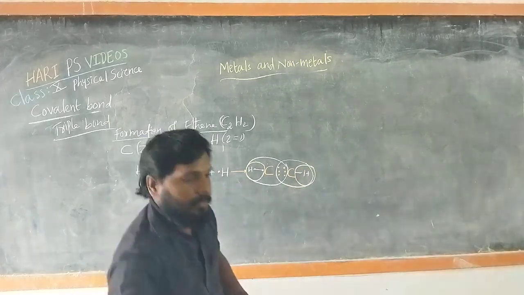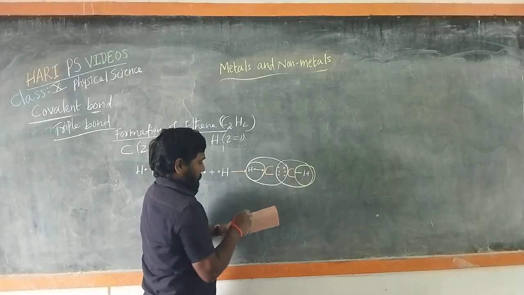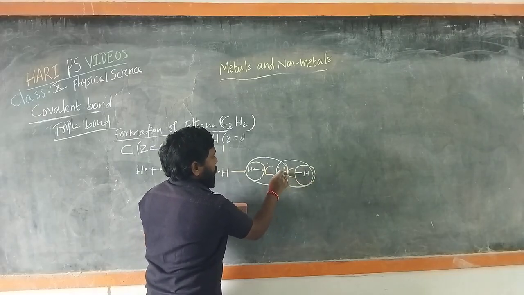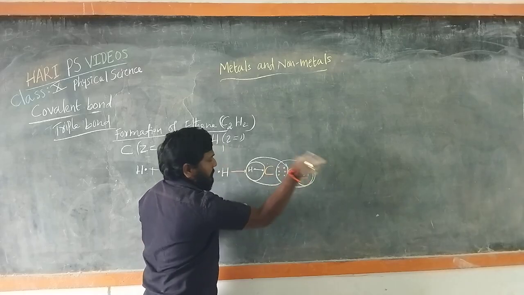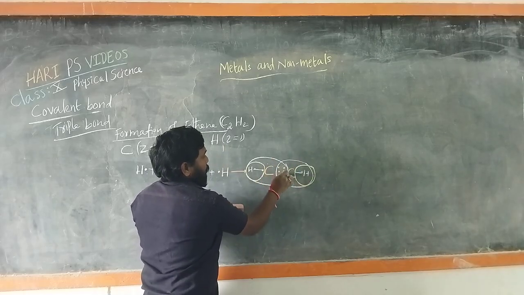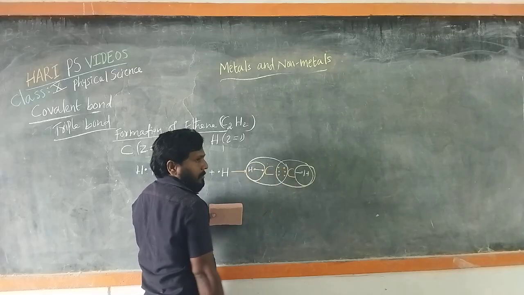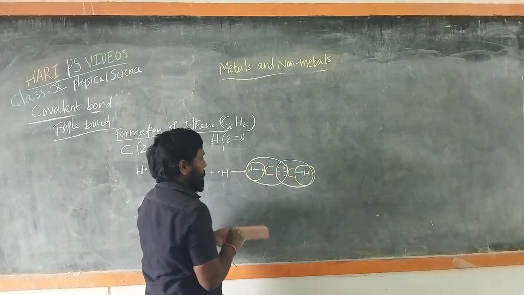A simple idea: just count 1, 2, 3, 4, 5, 6, 7, 8. This carbon is there, 1, 2, 3, 4, 5, 6, 7, 8. This carbon also is there. Then 1, 2, hydrogen. 1, 2, hydrogen is also there.